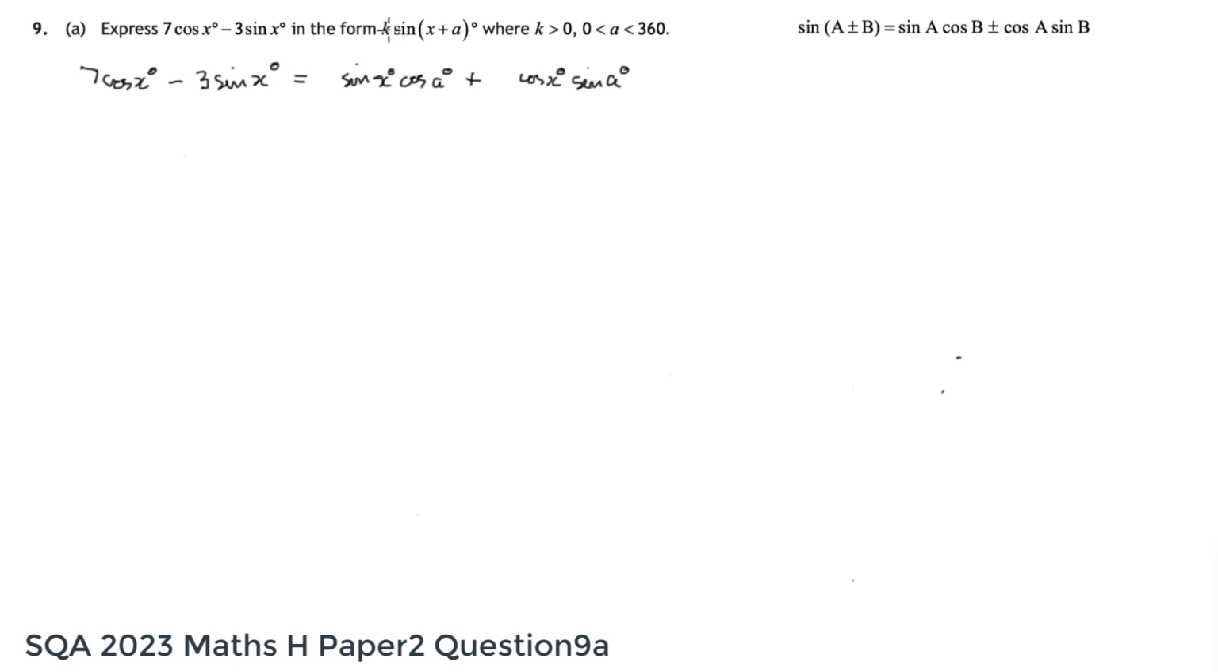Now this k at the front means that each term gets multiplied by k. And we're trying to make this term look like this. So one of the things we can do is look in this expression and see what number is multiplying cosine of x.